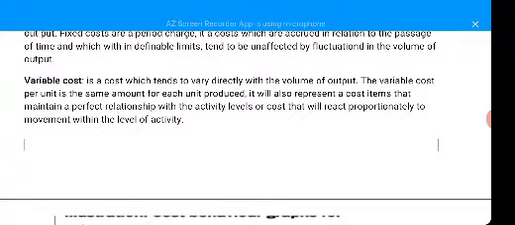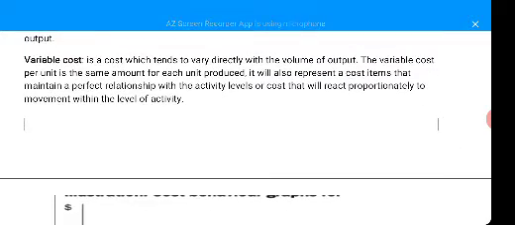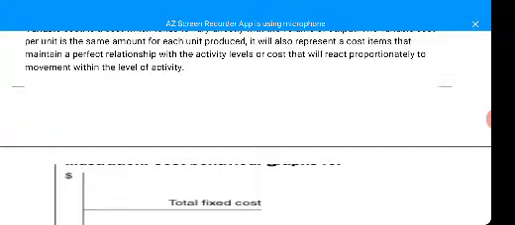Now, the variable cost per unit is how much material you will incur in order to produce a unit of that activity. And variable cost per unit is fixed, it does not change. So variable cost per unit, when you multiply it with the total units you produce, you get the total variable cost. It might also represent cost items that maintain a perfect relationship with the activity levels, or costs that will react proportionately to movement within the level of activity.